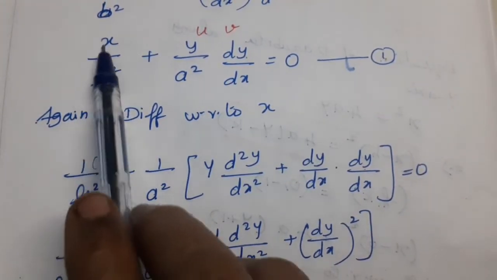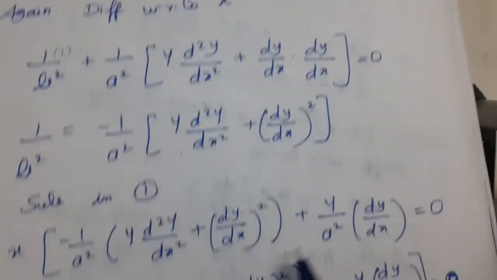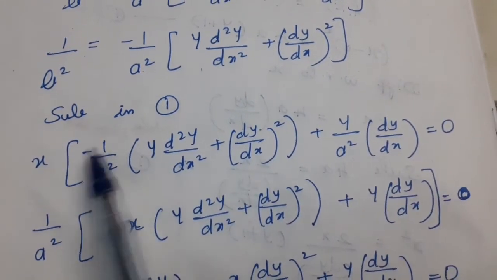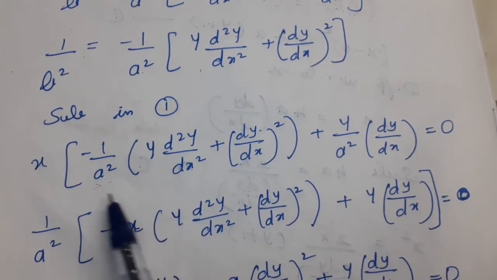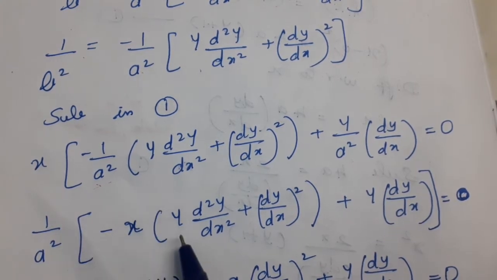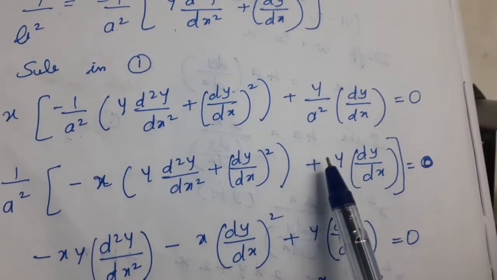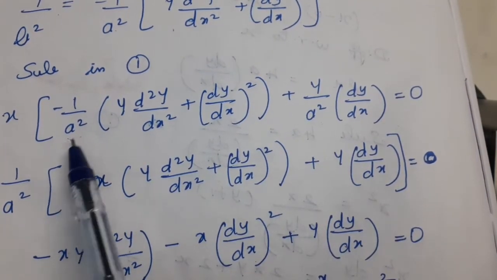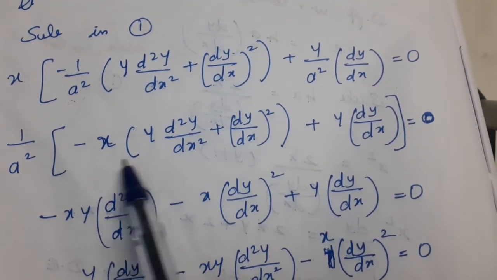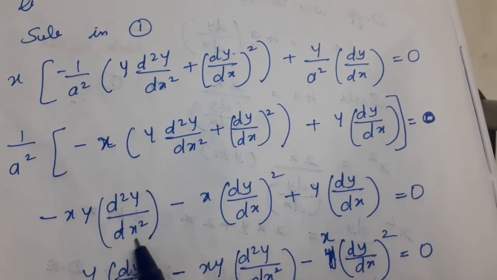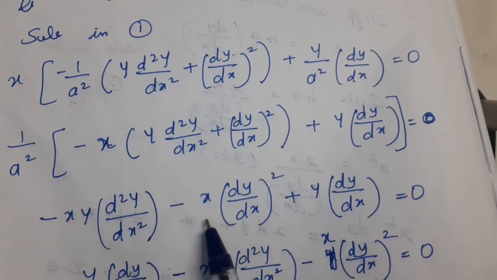1 by b x into, if we take x common, the 1 by b square value is substituted from equation 1. The remaining value is y by a square into dy by dx equal to 0. Now take 1 by a square outside: minus x into y into d square y by dx square plus dy by dx the whole square, plus here also 1 by a square, take common, y into dy by dx equal to 0. Now multiply: xy d square y by dx square.